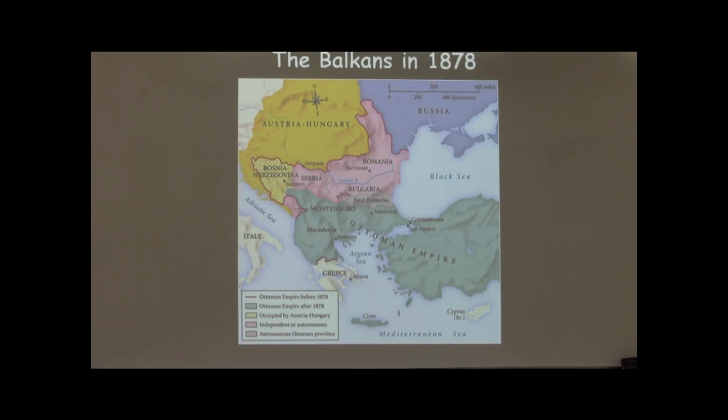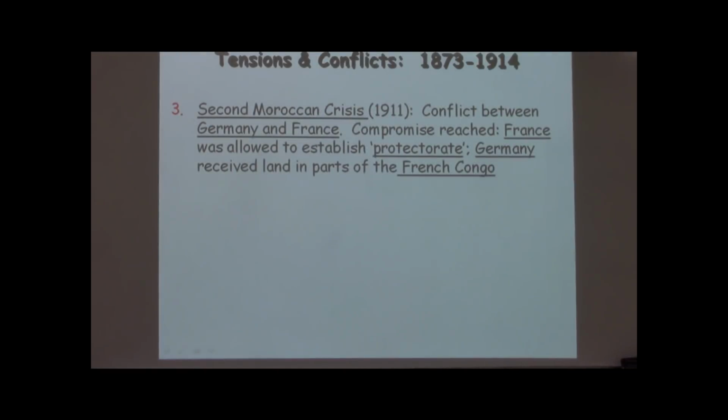A map showing you the Balkans in 1878. There you can see Bosnia-Herzegovina, and you can see Serbia. In 1911, you have the second Moroccan crisis. It's a conflict between Germany and France. There was a compromise reached. France was allowed to establish protectorate. Germany received land in parts of the French Congo.